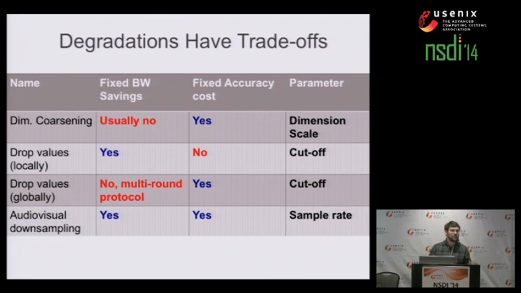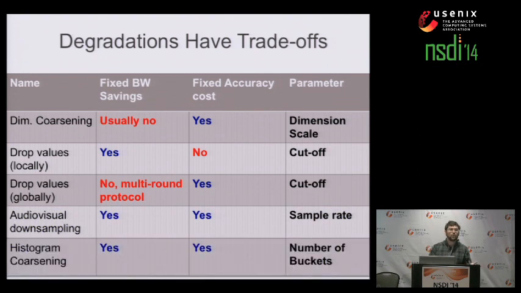There are a few happy cases where you can have both. For instance, if you were doing audiovisual downsampling or histogram coarsening, if you had a 1,000 bucket histogram and you have a 500 bucket histogram, you'll really know what the savings was, and that's the good case. Mostly the system has to cope with the fact that there are trade-offs here. So, given that there are trade-offs, how do we impose policies on our data? How do we, as users of this system, specify things?